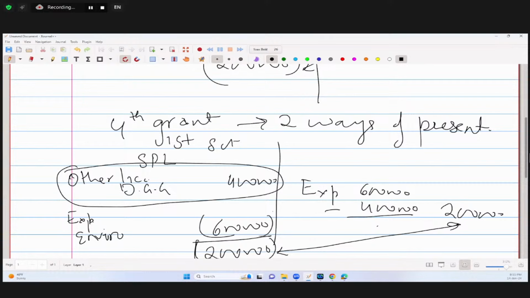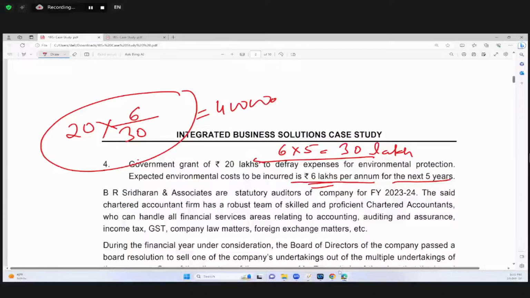In both the cases, you are recognizing expense of 6 lakh. In both the cases, you are charging the expense of 6 lakh and recognizing the income of 4 lakh. But presentation manner has been changed. In the first presentation, you are separately showing your income and you are separately showing the expense. In the second presentation, you are netting the expense by reducing the amount of income. And net expense is only shown on the face, in the final column. Okay. So these are the four different types of grants which have been covered in this particular case study.